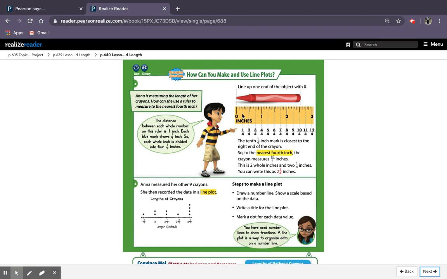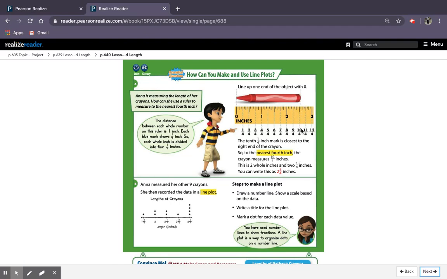So they break this down again, like we looked at the number lines yesterday with the fourths between 0 and 1. How many spaces did they create? They created 4 total spaces, including the 1. That's why it's fourths, and they're also asking us for the fourth inch, so the 4 is the denominator on the bottom. It says the 10th 1/4 inch mark is close to the right end of the crayon, so over here. So the crayon, to the nearest fourth inch, measures 10/4 inches.